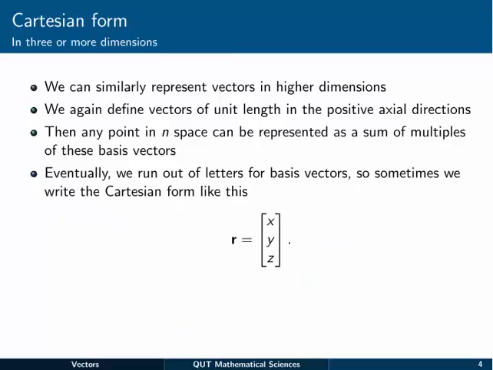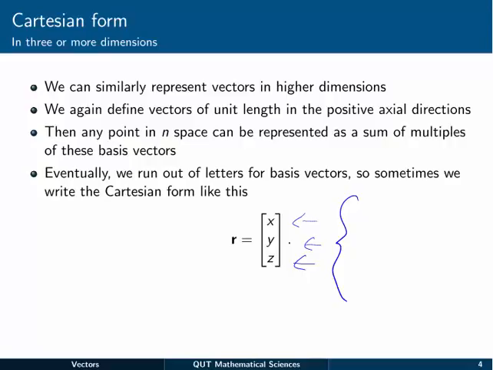We can do the same thing in three-dimensional space by defining a k unit vector in the positive z direction. In fact, we can do the same thing in any dimension we like: 4 dimensions, 5 dimensions, and so on. Sooner or later though, we run out of letters to represent the basis vectors, so sometimes we'll represent our Cartesian form vectors in this form, which is kind of like a column vector, or a column matrix if you like, where each of those numbers, x, y, and z, would be the coefficients of the unit vectors that we talked about earlier, i, j and k in 3 dimensions.